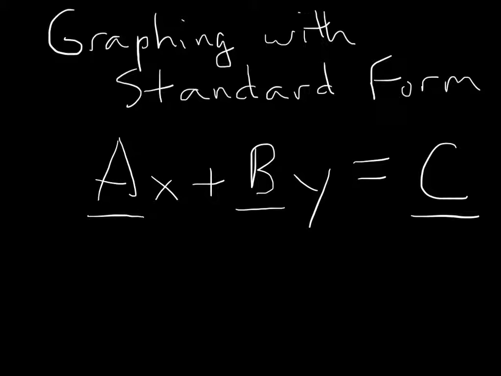Typically, the only rules that are required here are that a and b are both real numbers. Typically, that means that fractions are okay, negatives are okay, but we prefer both a and b not be equal to 0 at the same time because that doesn't actually give you a line.